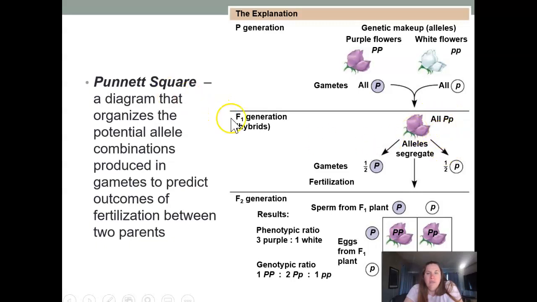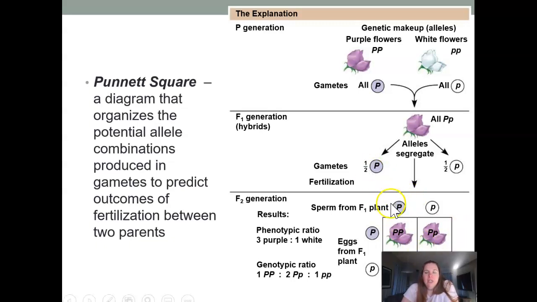So when we cross our F1 generation to make our F2 generation, we're going to separate, or segregate, those alleles. In other words, half the gametes are going to get the dominant allele and half the gametes are going to get the recessive allele. If you've done the lab, you're well versed in this already. We can form this very simple tic-tac-toe pattern to help us predict how those alleles will meet up with the other gamete in fertilization.